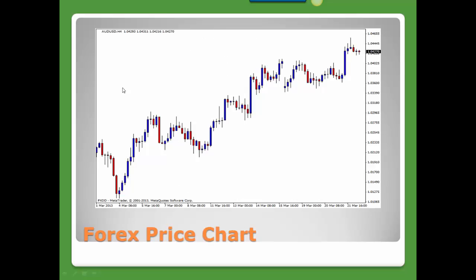Forex price chart. When you're trading Forex in the market, we look at a price chart. We are looking at these things that are called candlesticks. These little bars here are called candlesticks. This is called a candlestick price chart. And we look at these candlestick patterns to determine what the price is doing in the market.